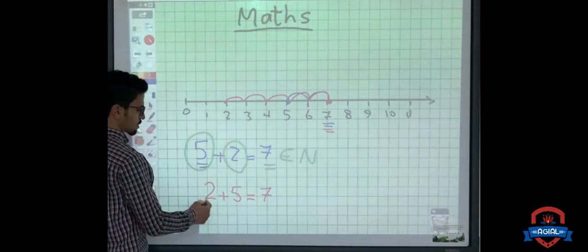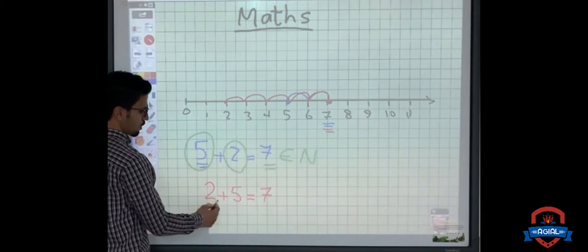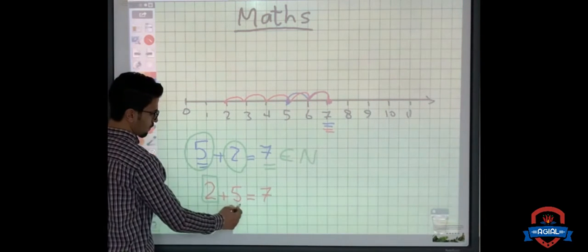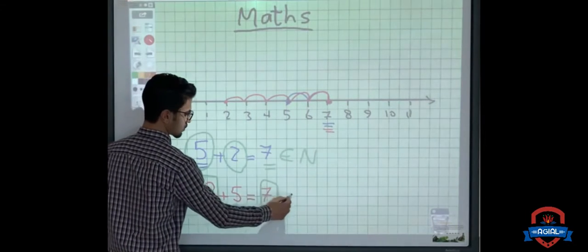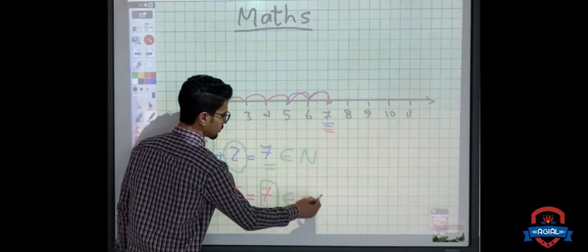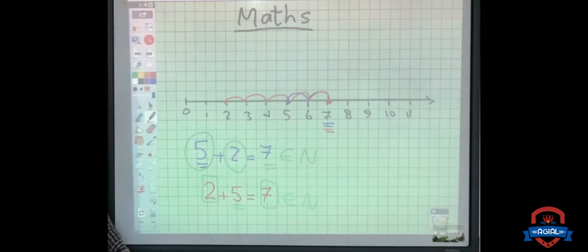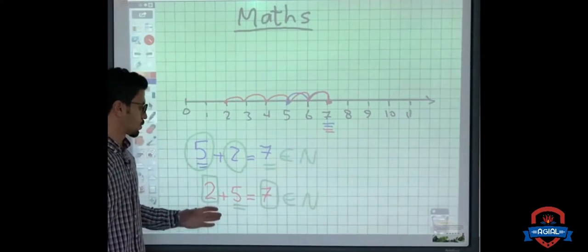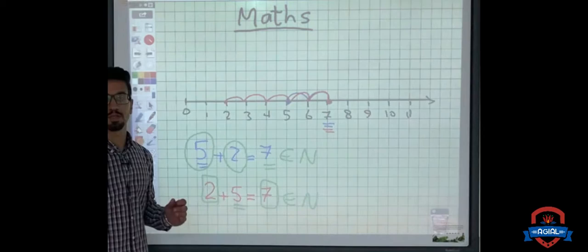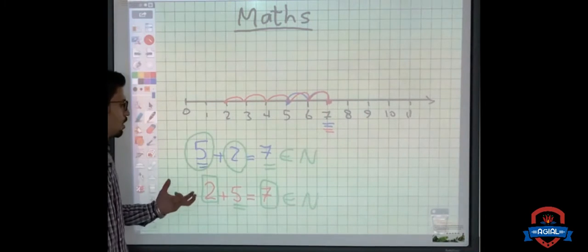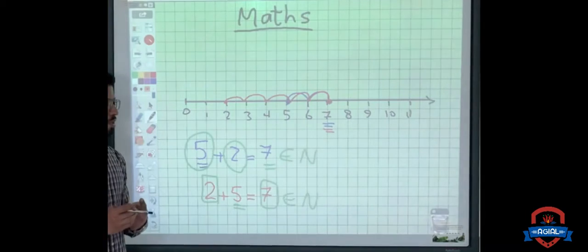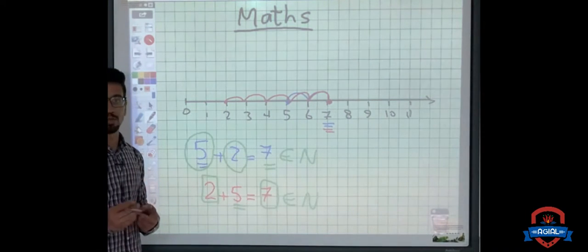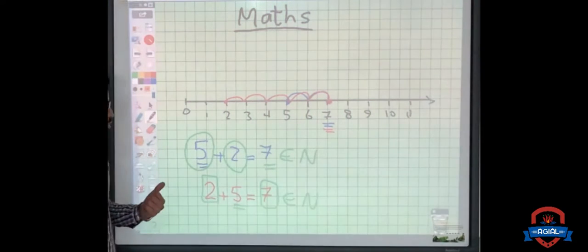And in this example, we have 2 plus 5. 2 is a natural number and 5 is a natural number, and the sum belongs to the natural numbers. So this property is called closure. So the set of natural numbers is closed under addition. Why? Because if we add any two natural numbers, the sum will be a natural number.